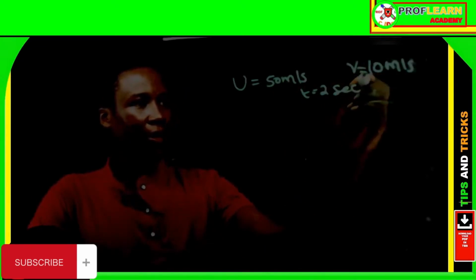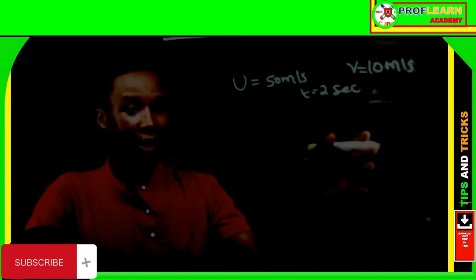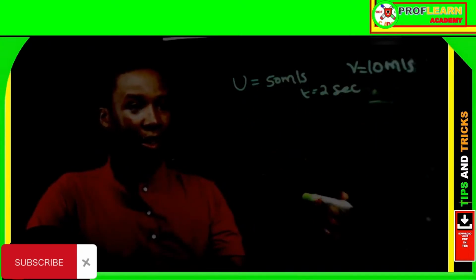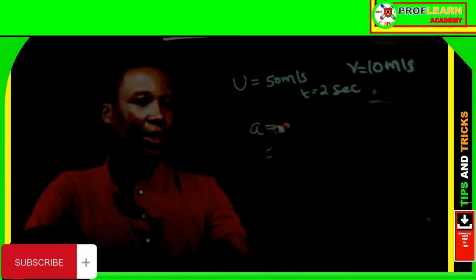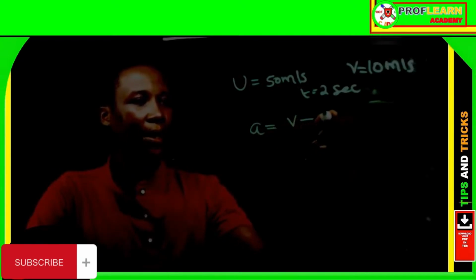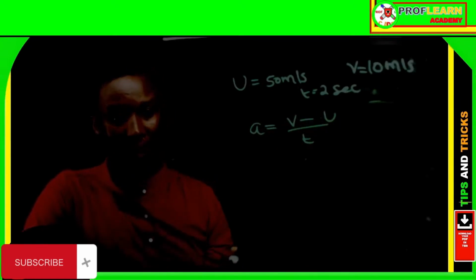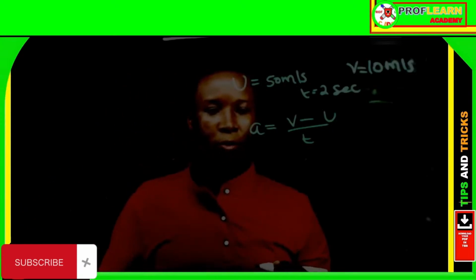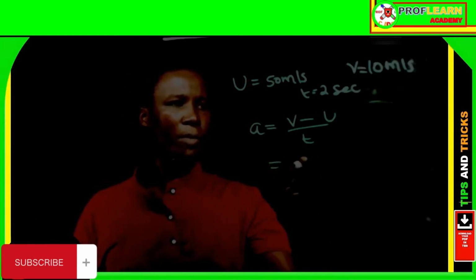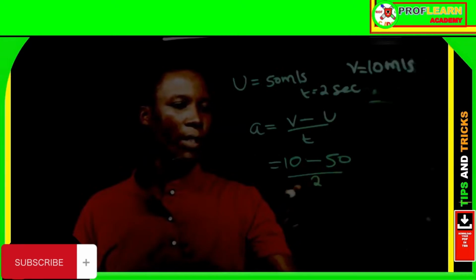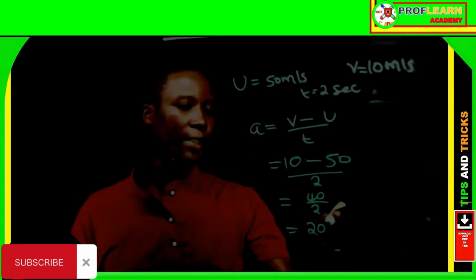Now this is our final velocity. How is it changing? It's decreasing. This object is slowing down. So for us to work out acceleration, it will be final minus initial divided by the time taken. Now for that reason, this is going to be 10 minus 50 divided by 2, and this is going to be 40 over 2, and this is 20 meter per second squared.